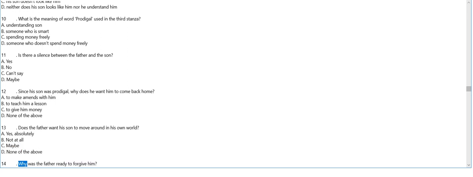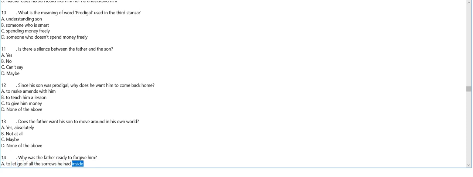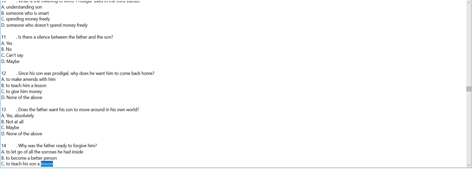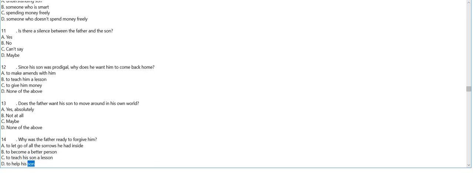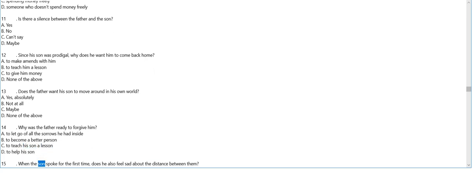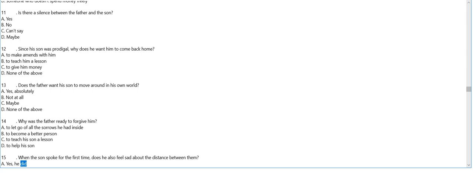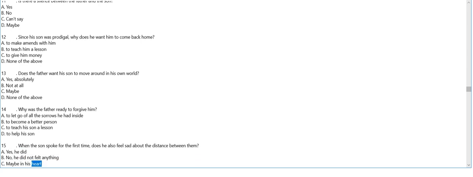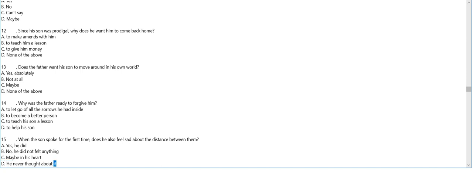14. Why was the father ready to forgive him? A. To let go of all the sorrows he had inside. B. To become a better person. C. To teach his son a lesson. D. To help his son. 15. When the son spoke for the first time, does he also feel sad about the distance between them? A. Yes, he did. B. No, he did not feel anything. C. Maybe in his heart. D. He never thought about it.